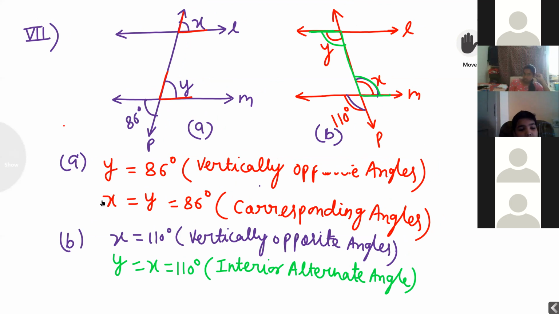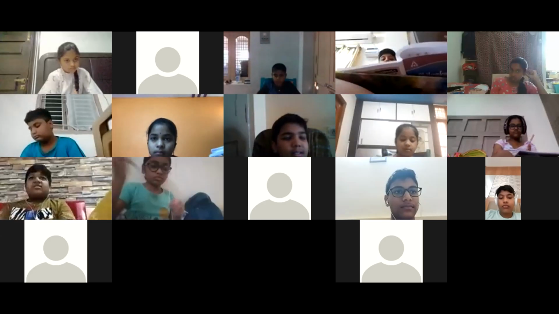Y is equal to x is equal to 110, interior alternate angle. Yes, note down.